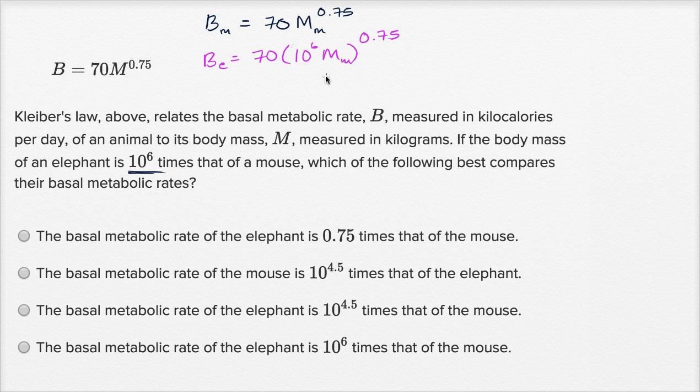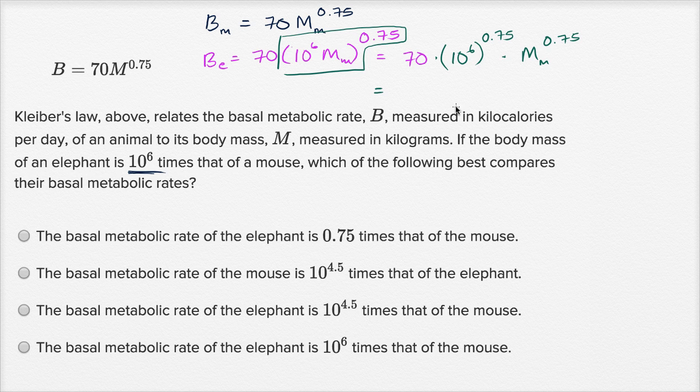The reason I did that is that once you write it this way, we can express this in terms of the basal metabolic rate of a mouse. What am I talking about? Let's use a little bit of exponent properties to rewrite this. This is equal to 70, and then all of this stuff that I'm squaring off in green. If I have the product of two things raised to an exponent, that's the same thing as raising each of these to the exponent and then taking the product. So it's 70 times 10 to the sixth to the 0.75 times the mass of a mouse to the 0.75. And now I can rearrange it.